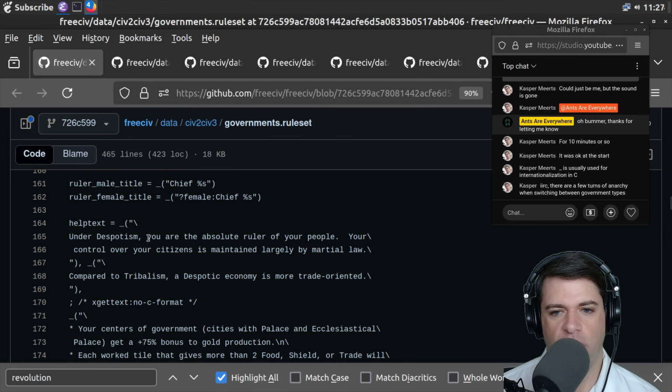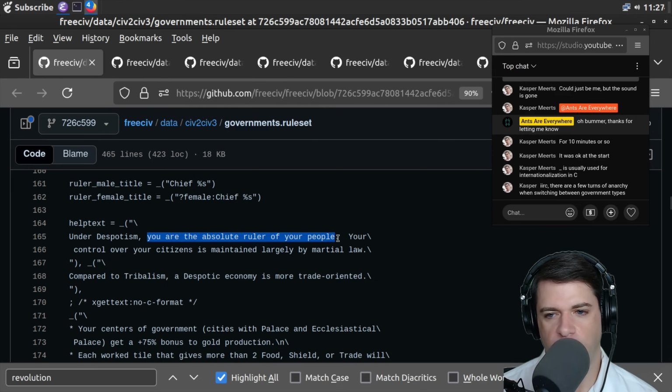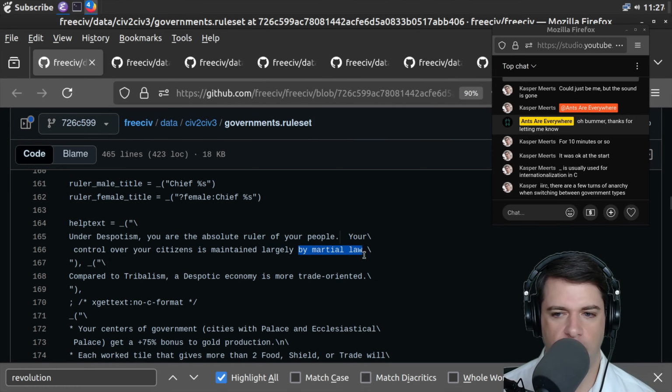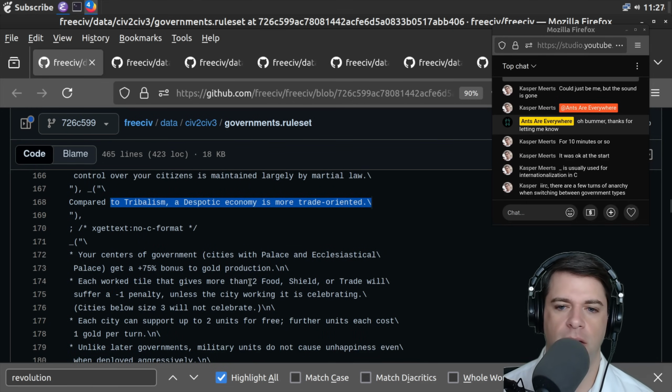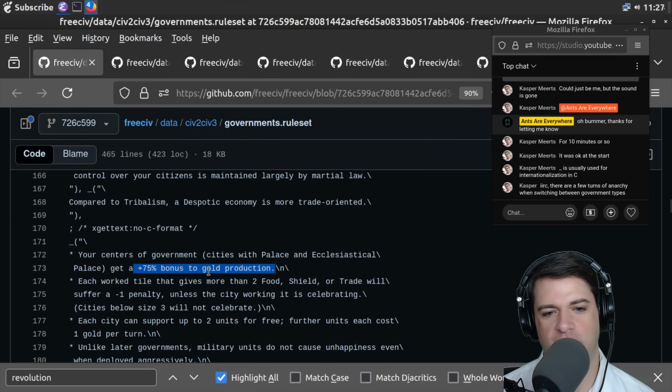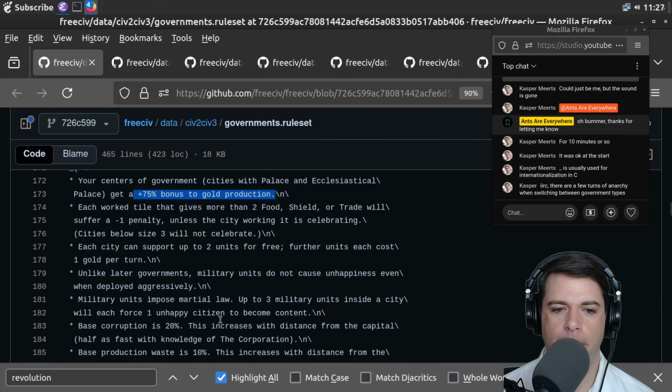Under despotism, you are the absolute ruler of your people. Your control over your citizens is maintained largely by martial law. Compared to tribalism, a despotic economy is more trade-oriented. Okay. You get more gold. I guess that's one nice thing about being a despot. And there's this bunch of economic stuff. I don't know how you decide on these particular rules. I'm guessing maybe playtesting mainly, with some intuition.